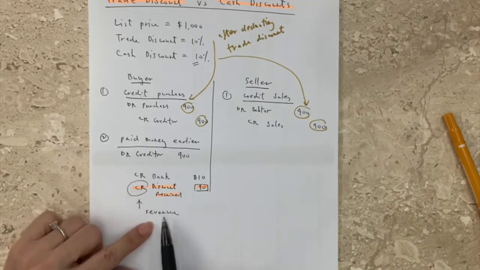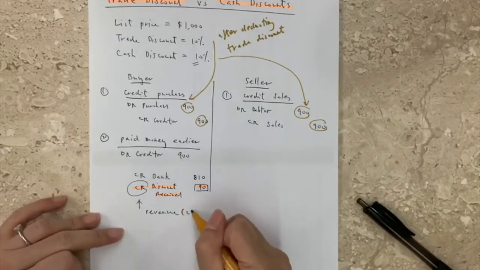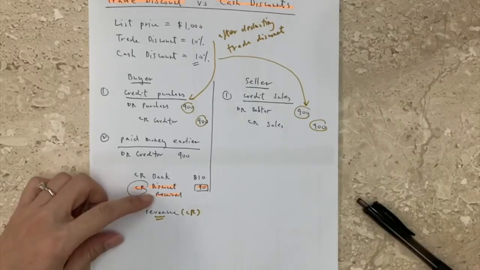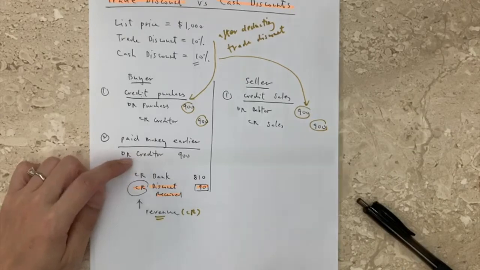And remember, revenue is always a credit item. All right, so this is the credit item because we have this revenue. So what is discount received? A kind of revenue if we pay money earlier to the creditor.